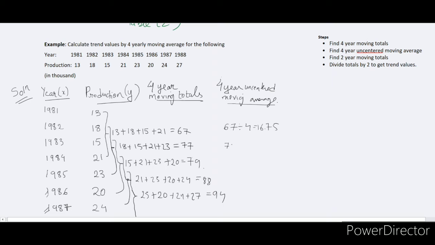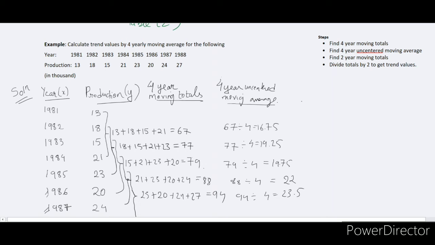Then 77 divided by 4 gives us 19.25. Then 79 divided by 4, we have 19.75, and 88 divided by 4 gives us 22. 94 divided by 4 is equal to 23.5.